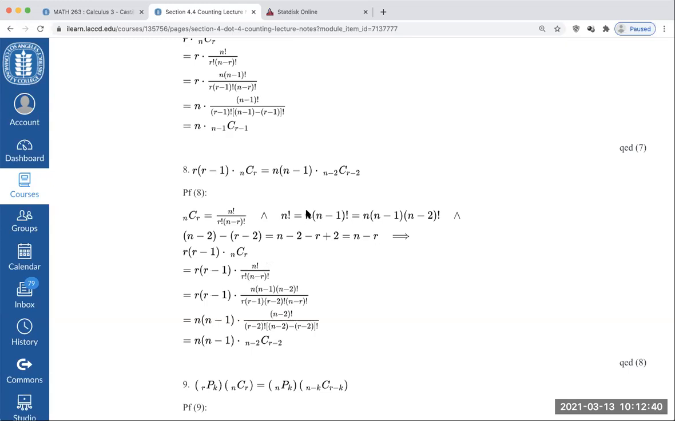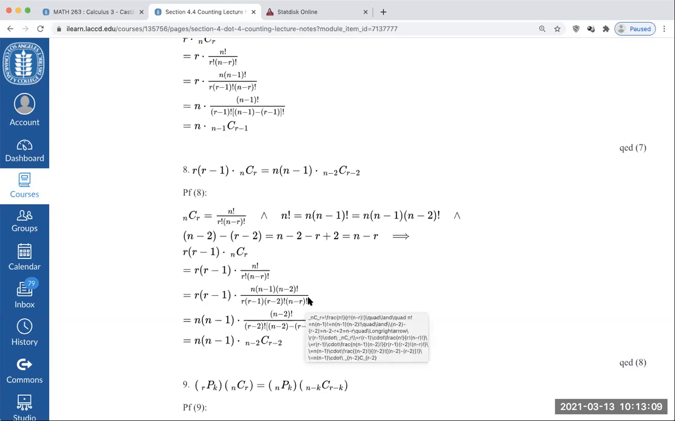Let's write n factorial as n times n minus 1 times n minus 2 factorial. Let's write r factorial as r times r minus 1 times r minus 2 factorial. The r and the r minus 1 cancel, so you just have an r minus 2 factorial in the denominator. Let's write the n and the n minus 1 in front of this fraction, so I just have an n minus 2 factorial in the numerator.